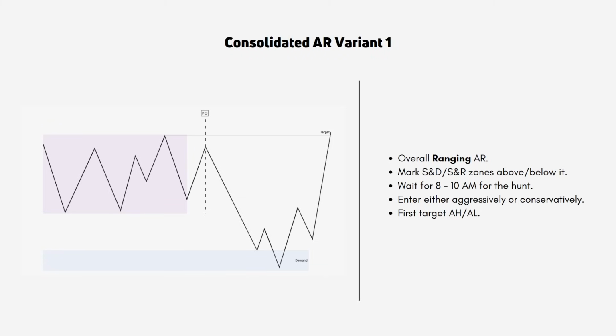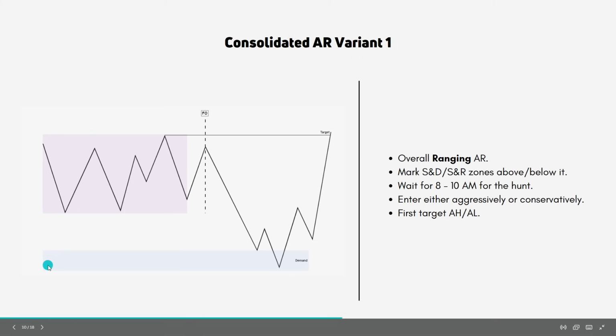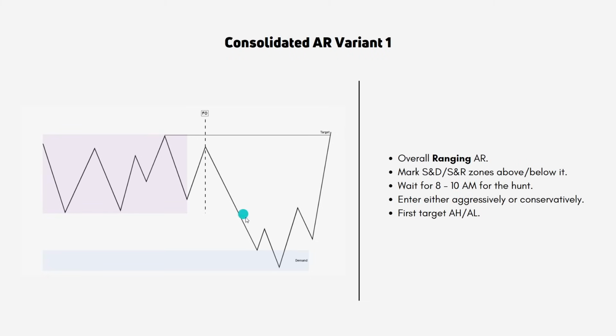This is variant 1, which is my favorite. Overall ranging Asian session right there. Frankfurt opens, we mark our supply and demand, we mark the trend first of all, we wait for 8 to 10 a.m. for the hunt. There is the hunt to the downside, we enter either aggressively or conservatively. This is why entries are also another part of your trading strategy, right? You enter and you target the Asian high or low.